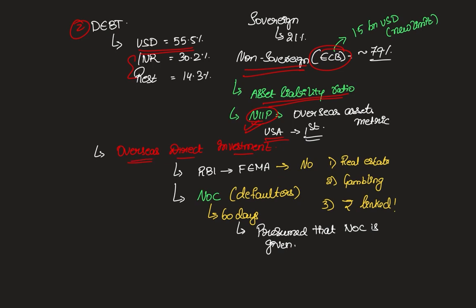Next issue is the overseas direct investment. If Indians want to invest abroad, there are certain regulations. RBI regulates through the Foreign Exchange Management Act. The Ministry of Finance came up with certain no-go sectors where Indians can't invest, like real estate, gambling, and any financial products which are linked to the Indian rupee, because it can impact the Indian economy also.